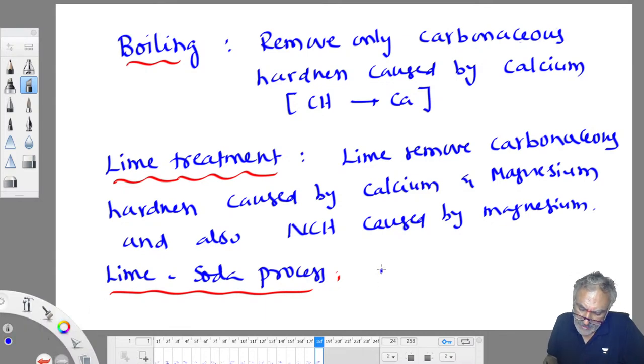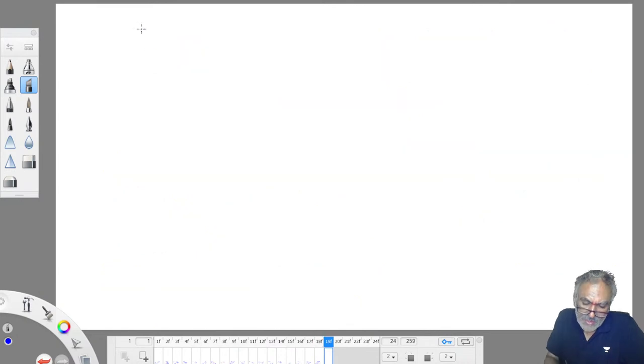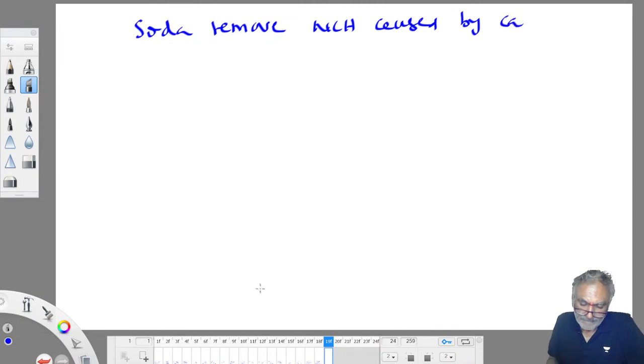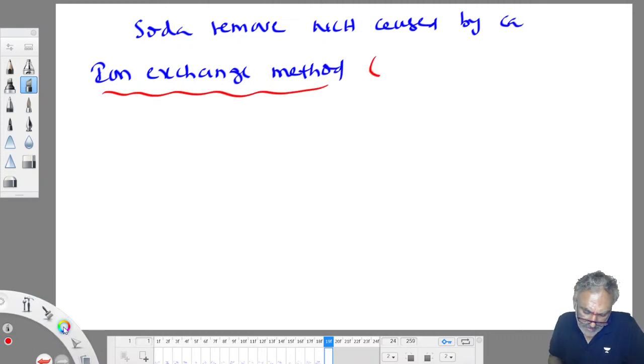Lime soda process: lime removes carbonaceous hardness caused by calcium and magnesium and non-carbonaceous hardness caused by magnesium. Soda removes non-carbonaceous hardness caused by calcium. So one more is ion exchange method or ion exchange process. People also call it the zeolite process. Zeolite method or zeolite process.